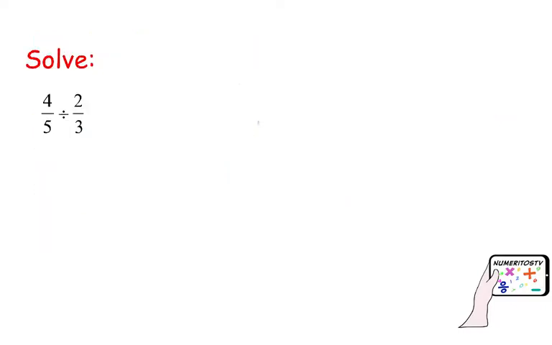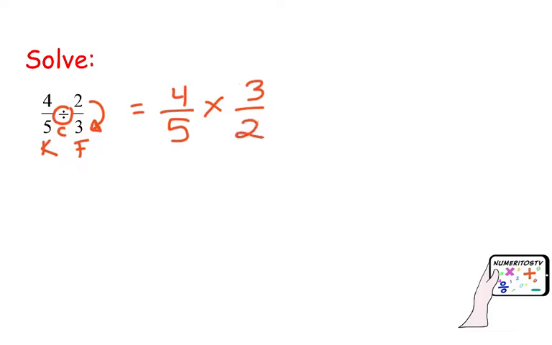Let's try some other examples using KCF. So I need to solve this division. 4/5 divided by 2/3. So remember, using the letters K, C, F, keep, change, flip. What does that mean? That I keep the first fraction as it is. I change the division symbol to a times symbol, and the second fraction is the one that flips, or you do the reciprocal. So 3 over 2.